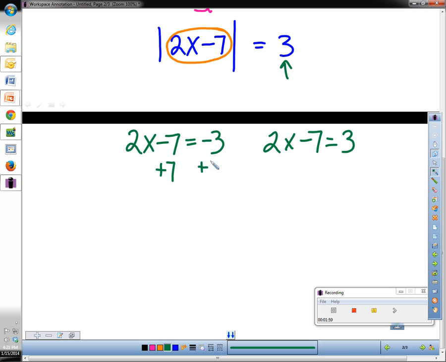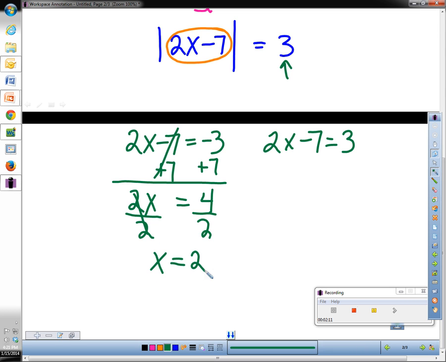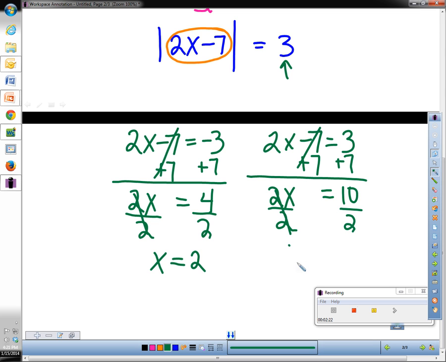We start with the adding and subtracting. 2x is equal to positive 4. We undo multiply by 2 by dividing by 2. So on this one, x equals 2. I'm going to do the same thing to the other equation. And x equals 5. So my two solutions to this problem are 2 and 5.